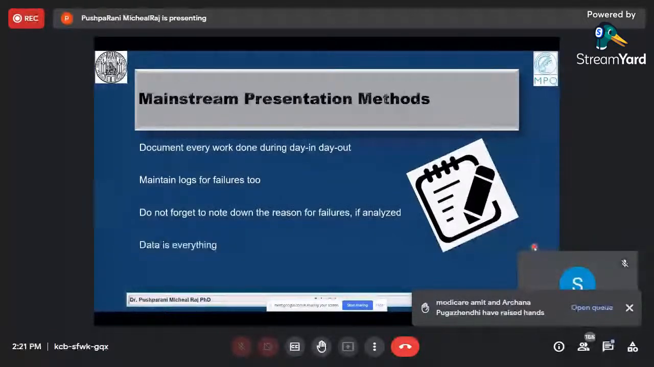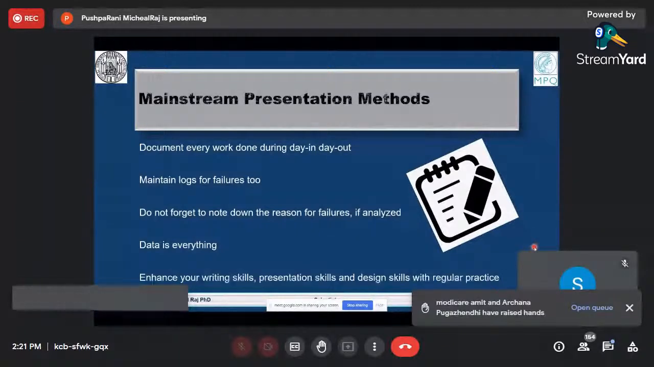And remember that data is everything. Finally, you have to enhance your skills, be it writing, presentation, or designing graphics. But there's also practice. Nobody gets there without continuing with such things. Skills are always adaptive and can be habituated.